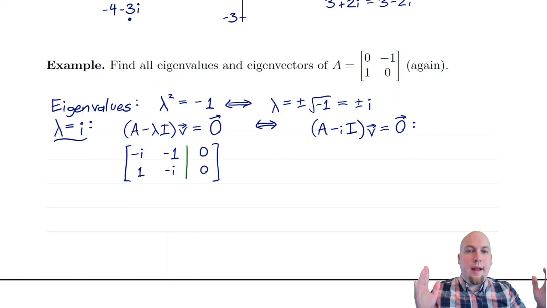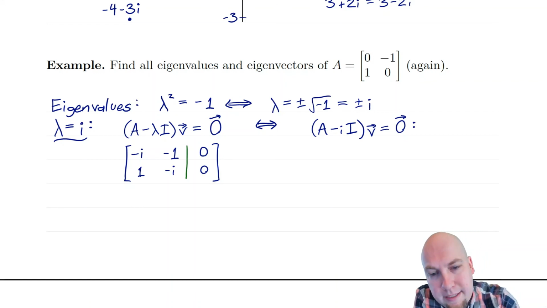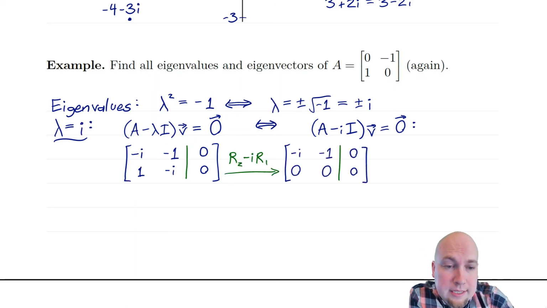All right, I've got to row reduce this to put it in row echelon form. How do I do that? Maybe this isn't super comfortable, but we know how to add, we know how to multiply, and we know how to divide complex numbers. So I want to add some multiple of the top row to get rid of this leading entry that's down here. One thing that I could do is take row 2 minus i times row 1.